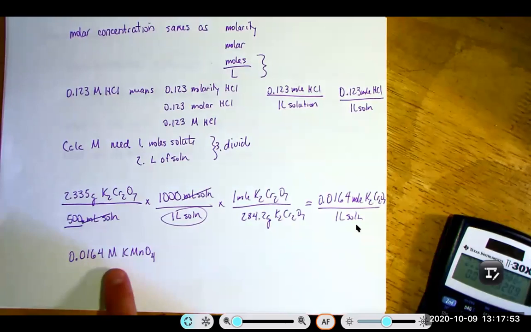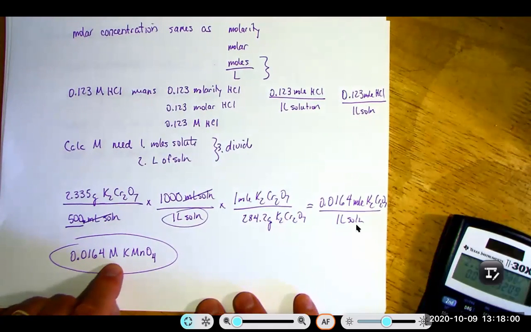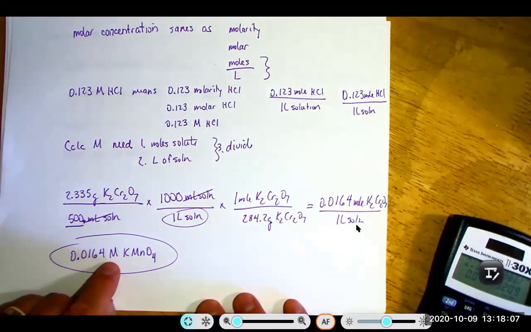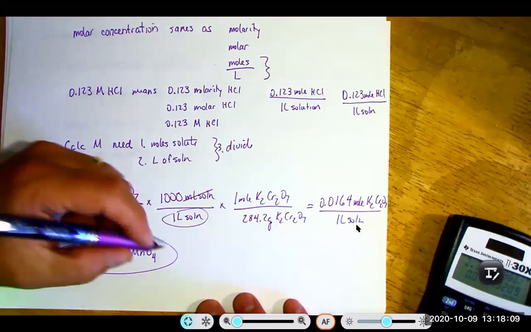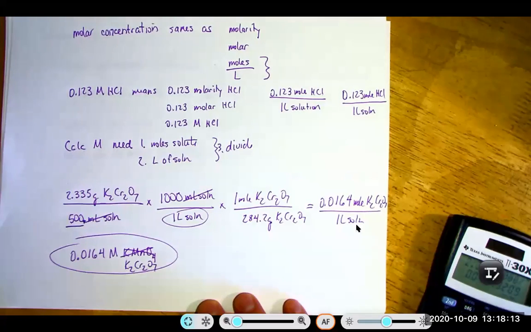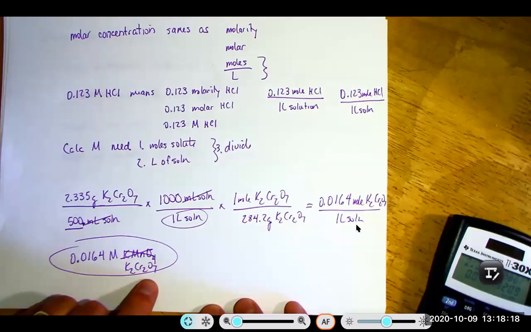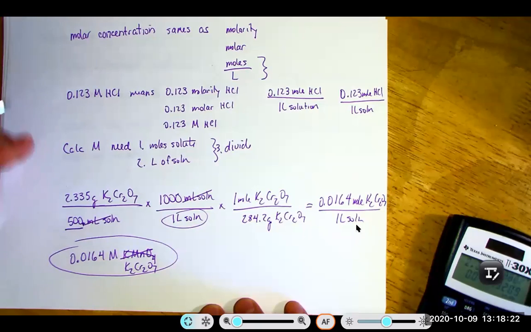How do we know this is a solution just by looking at it? The answer is because molarity is the concentration of a solution. That's how we know this is a solution. How do we know this is moles of K2Cr2O7 per liter of solution? The answer is that's the definition of molarity. You need to memorize it.